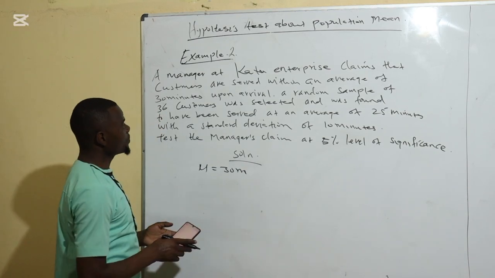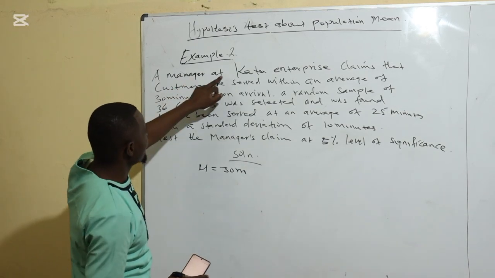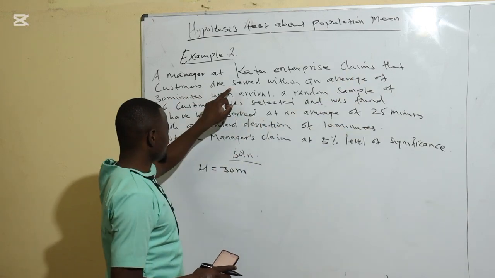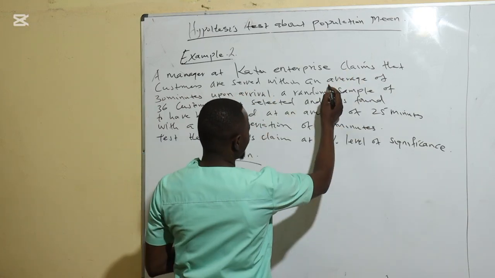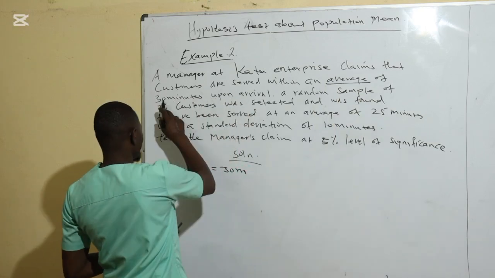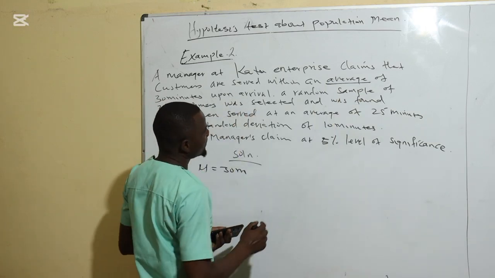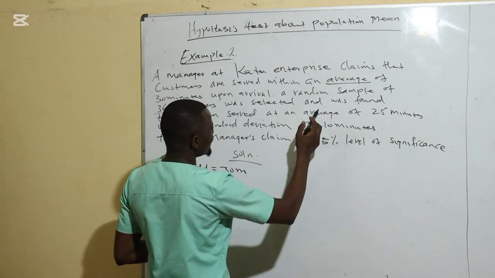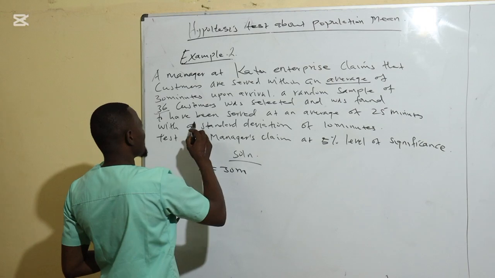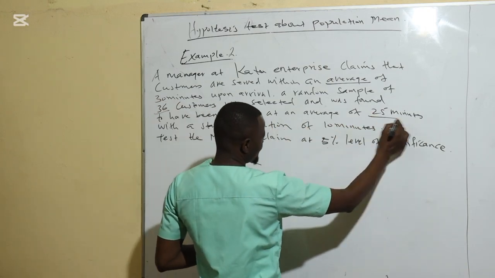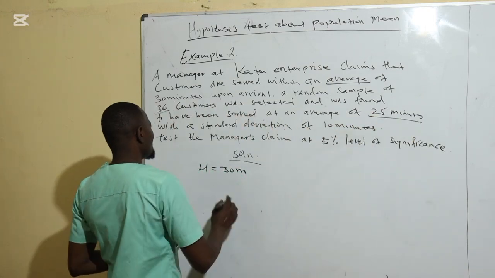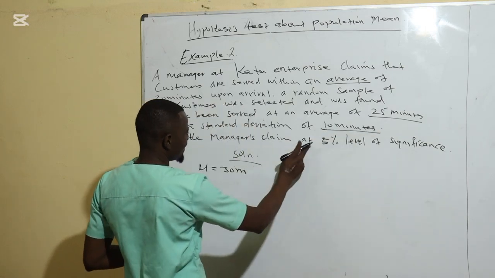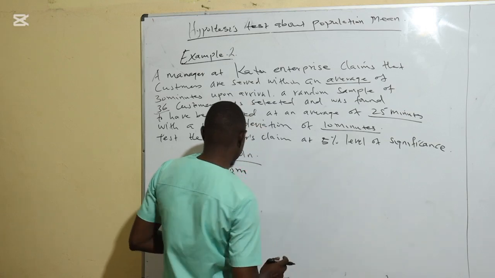So we have example 2. A manager at Katu Enterprise claims that customers are served within an average of 30 minutes upon arrival. A random sample of 36 customers was selected and was found to have been served at an average of 25 minutes with a standard deviation of 10 minutes. Test the manager's claim at 5% level of significance.